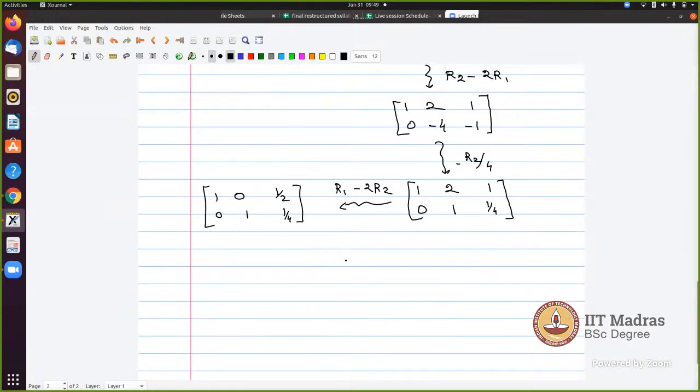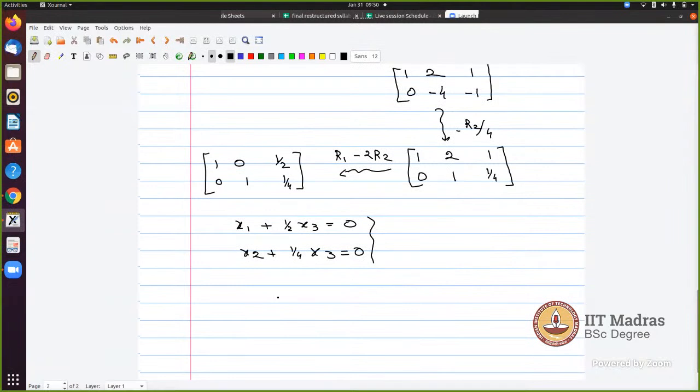Yes, sir. Which are the independent variables and which are the dependent variables? x1 and x2 are dependent, and x3 is independent. Exactly. So if we multiply it with x1, x2, and x3, we get x1 plus half x3 is 0, and x2 plus 1 by 4 x3 is equal to 0. So x1 and x2 depend on x3: x1 is minus half x3, and x2 is minus 1 by 4 x3.